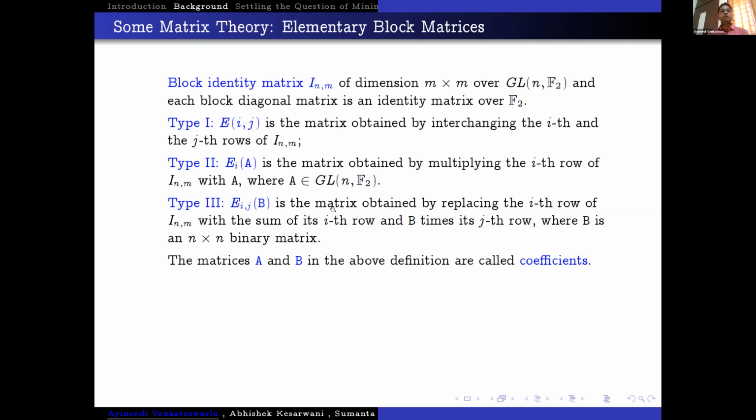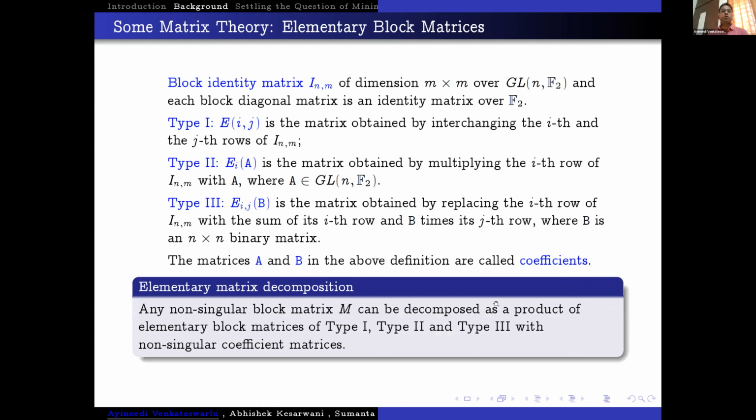As you all know from linear algebra, any non-singular matrix can be decomposed as a product of elementary matrices. Even in the case of a block matrix, if it is non-singular, it can be written as a product of elementary block matrices of type 1, type 2 and type 3, where for type 2 and type 3 matrices the coefficient matrices are non-singular.